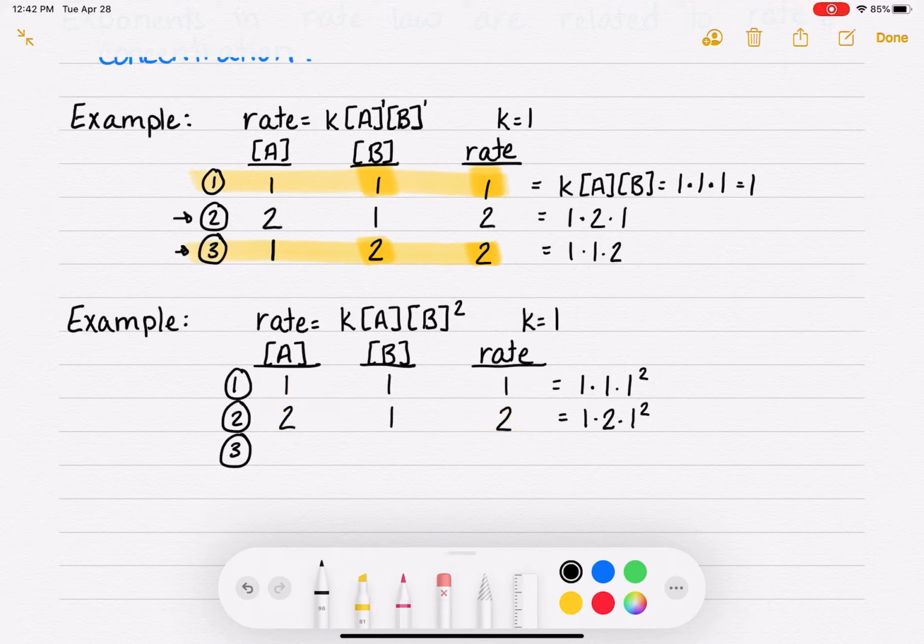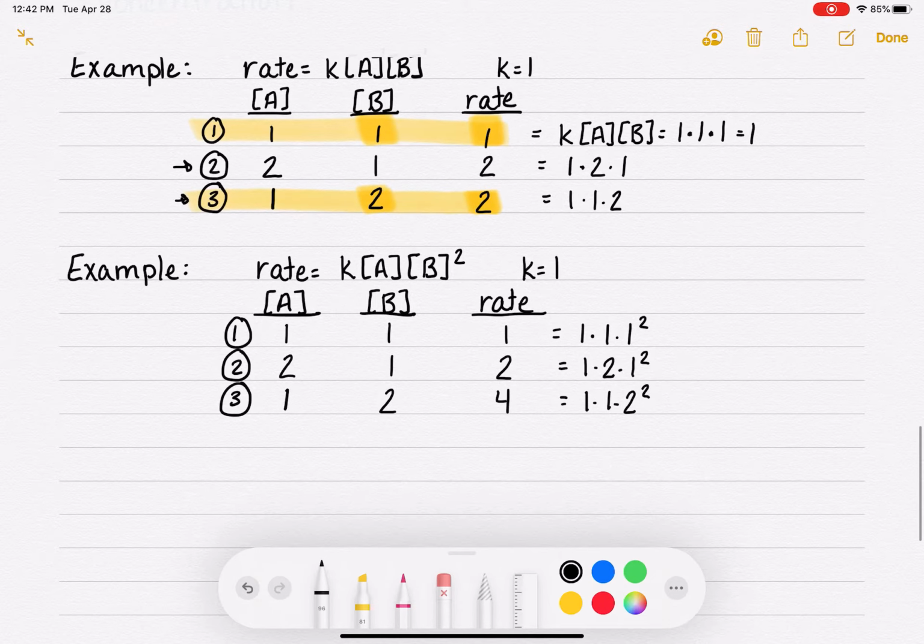So let's consider third trial. Keep A at 1. We're going to double B, so B will be 2. What will this rate be? Our K is 1, our A is 1, our B is 2 squared, boom. So the rate is 4.